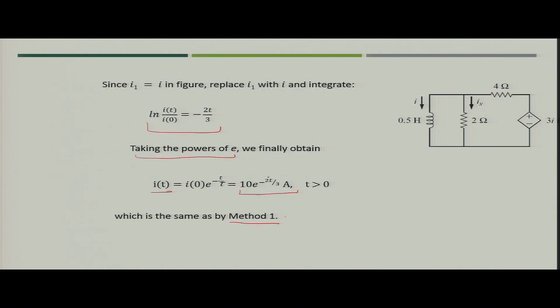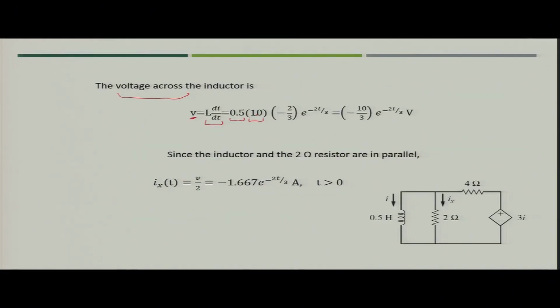So, this will become 0.5 into the value of I naught into the minus 2 by 3 term, which is coming from here, into e to the power minus 2 t by 3. So, you will get the value of voltage V as minus 10 by 3 into e to the power minus 2 t by 3 volts.